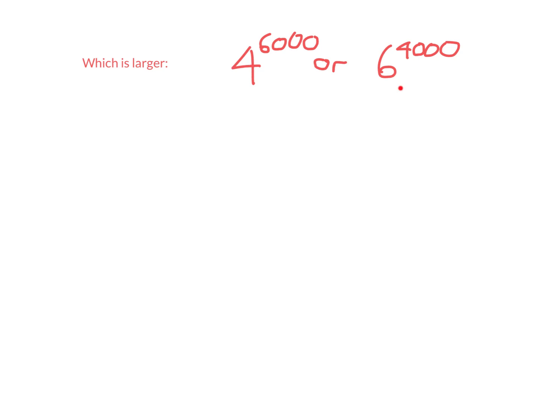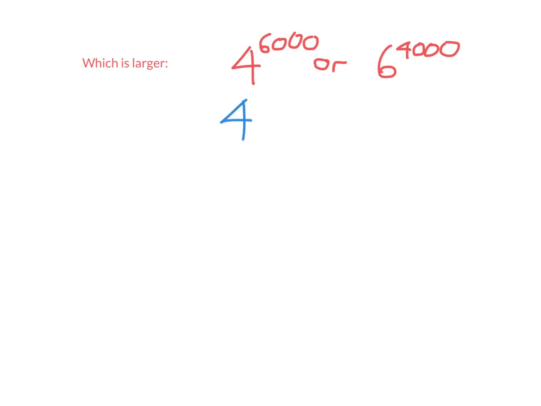The reason it's hard to see which of these is larger is the bases are different, and so too the powers are different. Unlike in the previous question, 6, the larger number, is not a power of 4. We can't make the bases equal. But how can we make their powers equal? Well, we do it like this. The highest number that goes into each of these is 2,000.